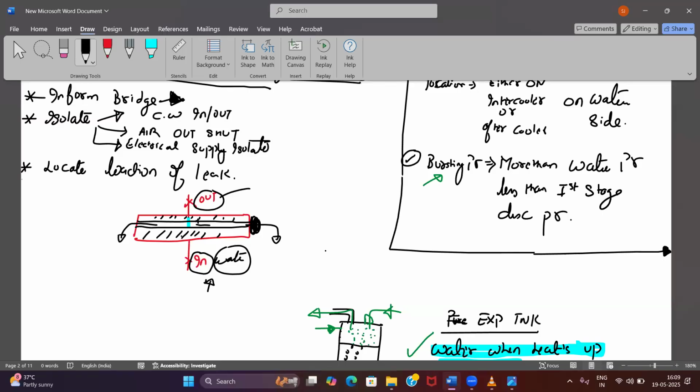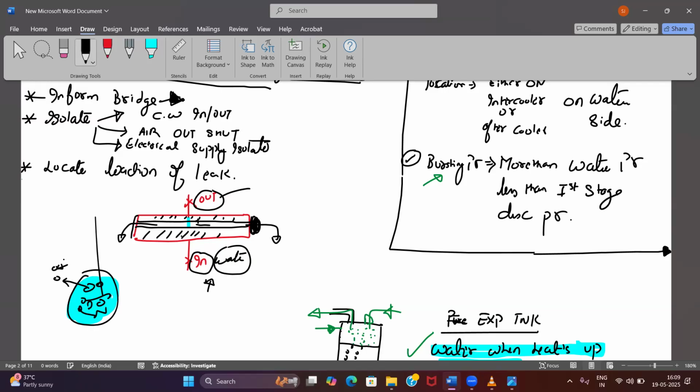Soap solution: put Surf Excel in water and dissolve it, and that soap solution you put over here on the tubes. If you have a lot of tubes here, put the soap solution on top of it like this, and then open the water. Wherever the tube is leaking, that tube will have bubble formation. Bubbles will form like this.